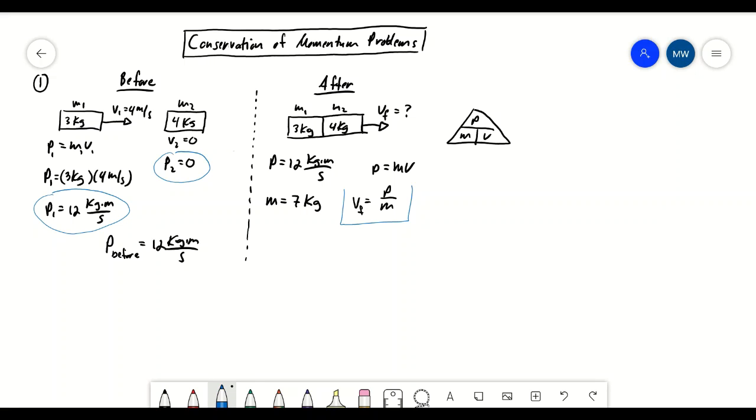This equation right here will give me my final answer. Let's put all the numbers in now. The total momentum, 12 kilogram meters per second, divided by our combined mass now, which is 7 kilograms. And so this will give us a final velocity of 1.7 meters per second.